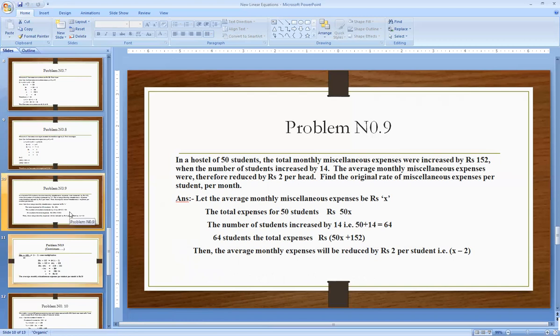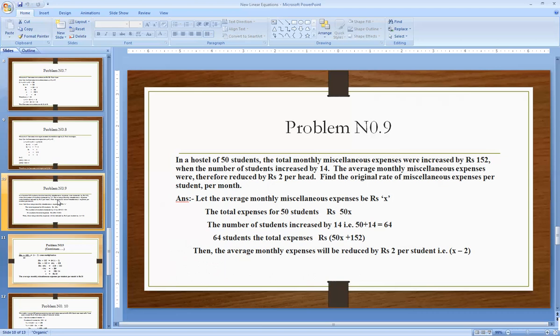Let us see the 9th question here. In a hostel of 50 students, the total monthly miscellaneous expenses were increased by 152 rupees, and the number of students increased by 14. The average monthly miscellaneous expenses were reduced by rupees 2 per head. Find the original rate of miscellaneous expenses per student per month.